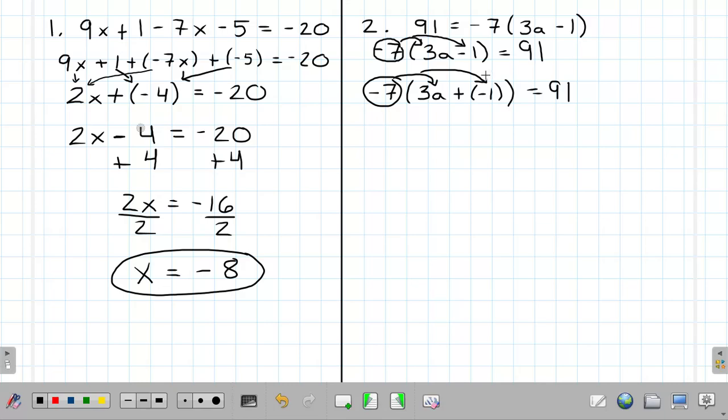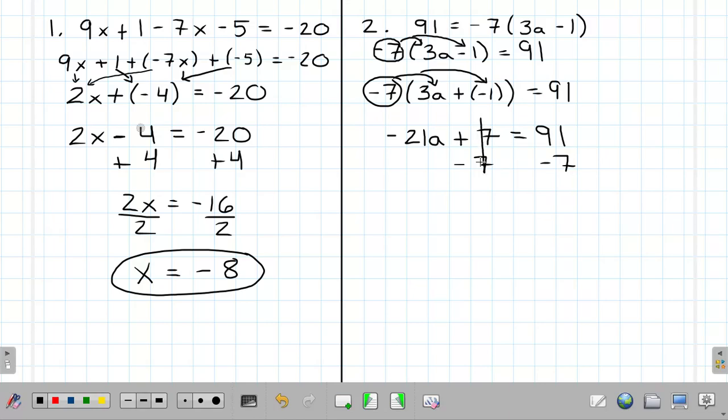3a and negative 1. So negative 7 times 3a, negative times a positive is a negative. 7 times 3 is 21. We can't forget the a. Plus negative 7 times negative 1, well, that is a positive 7. Okay, and then once again, the right side of the equation now, we're not doing anything to that 91 yet. But now we've got a two-step equation where we will subtract 7.